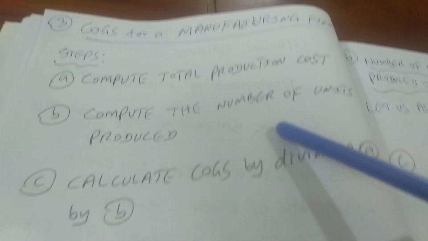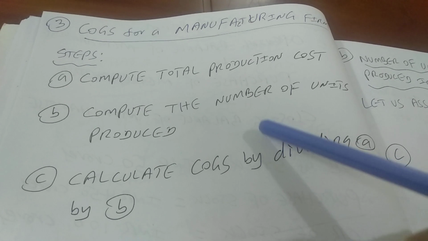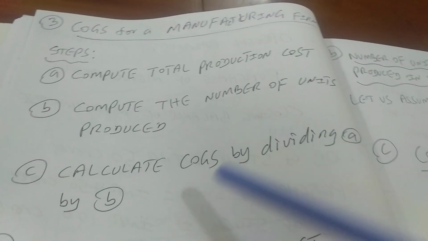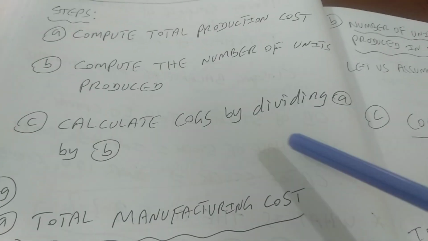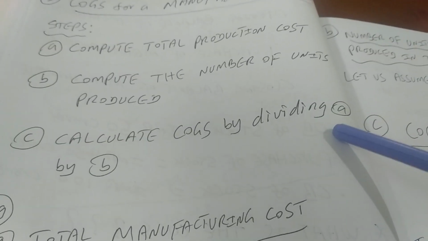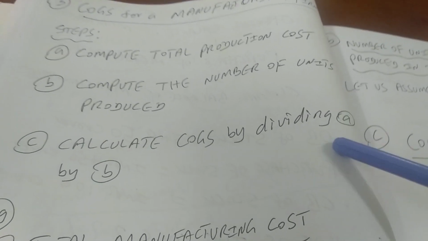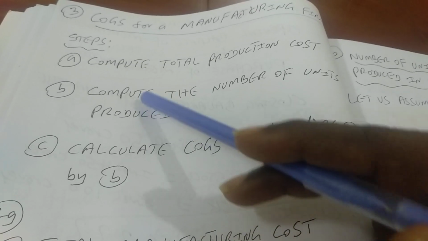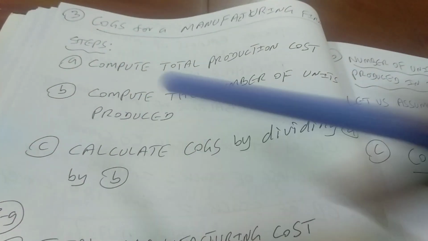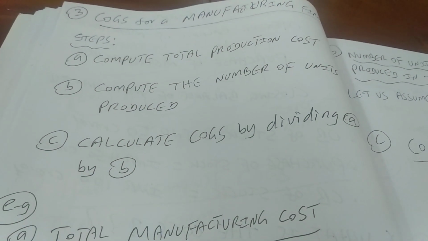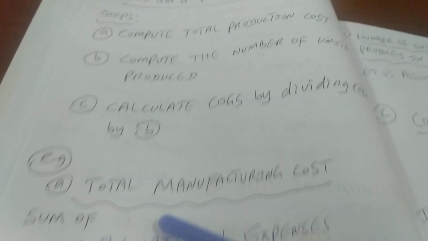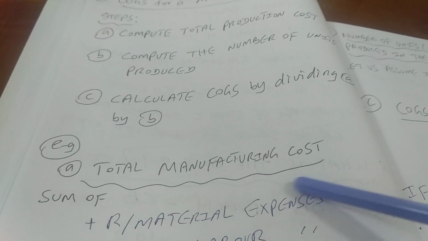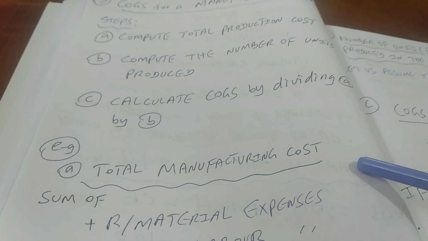In step number 2, compute the number of units produced by the firm in that period. In step number 3, compute the cost of production per unit by dividing A by B. Right? Let me give you an example for that. Before that, let's look at what are the components of manufacturing cost for a manufacturing firm.